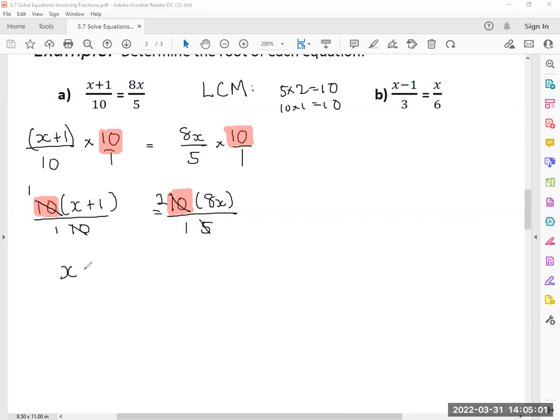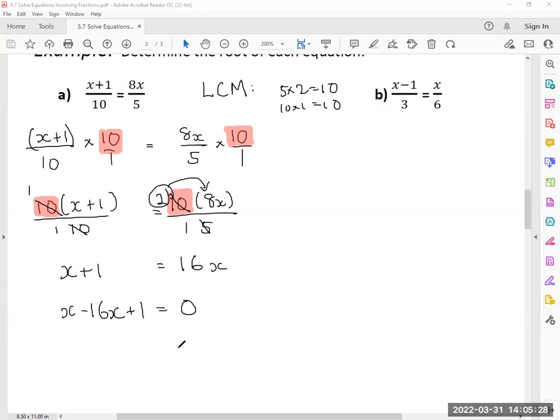So the left side is x plus 1, and the right side is 16x. Hmm? 2 is still multiplying with 8x. Because 10 over 5 is a 2. So let's bring all the x's to one side. I'm going to bring it all to the left side just because.